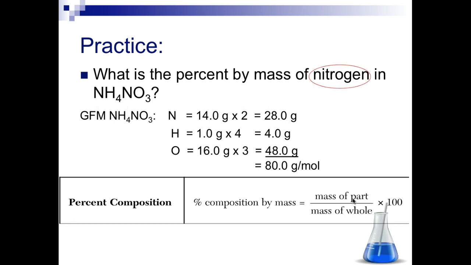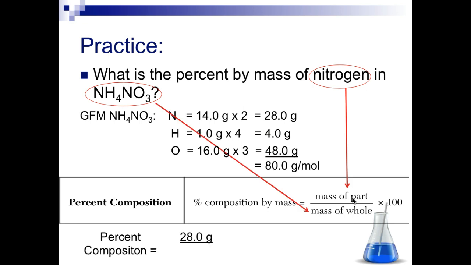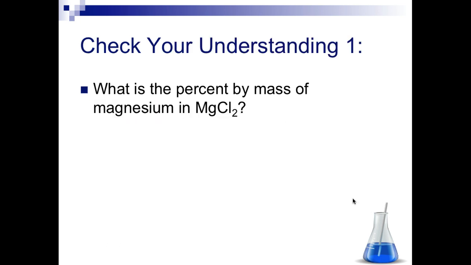We want to look for nitrogen in that. So nitrogen's our mass, NH4NO3 is our whole. So we're going to take 28 divided by 80 times 100 and get 35%. Awesome. Now let's look at the check your understanding.